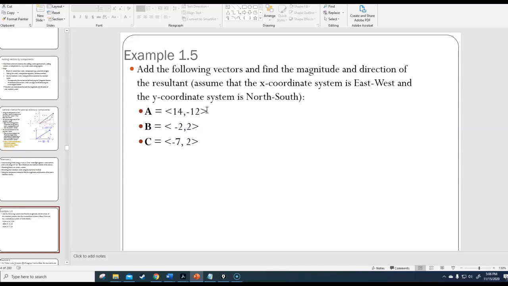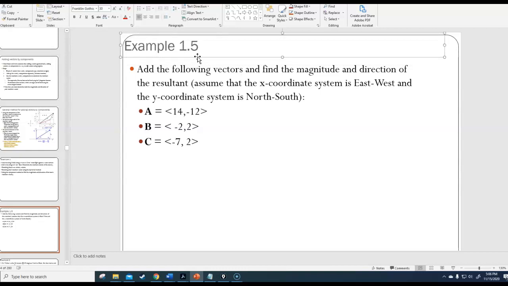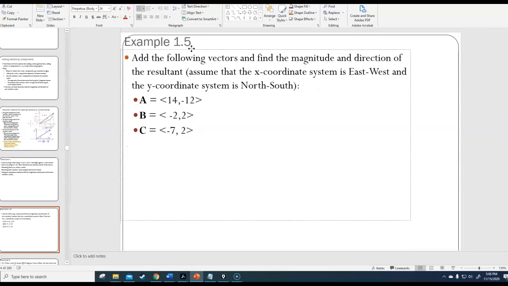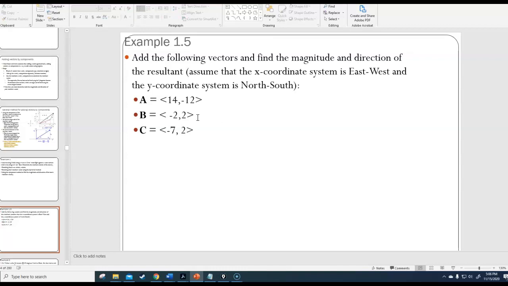Now in this case, I've really tried to simplify this example. Typically when you're doing these calculation problems, one of the things that takes the longest is actually calculating the x and y components of each vector. In this case, I've actually given you the x and y components of all of the vectors, and I'm basically just asking you to find the resultant. So given the components, find the resultant using the component method.